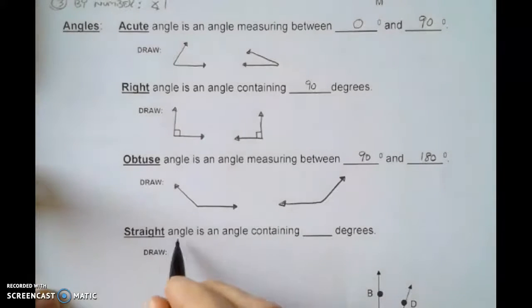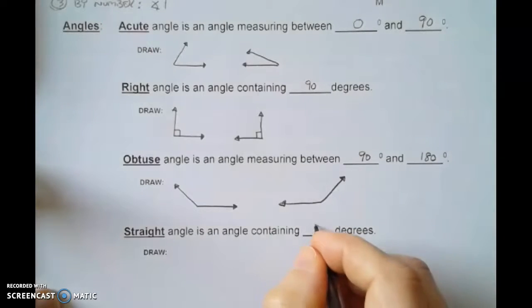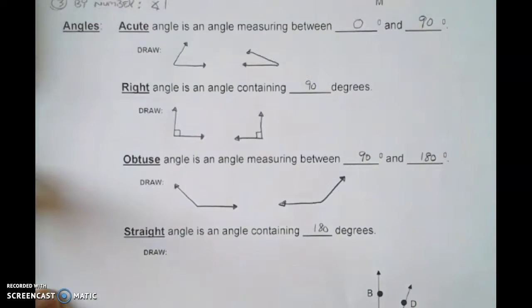And then finally, a straight angle is an angle that contains exactly 180 degrees. And it's called a straight angle because it looks like a straight line. Okay, so these are the 4 different types of angles that you may have heard of before.